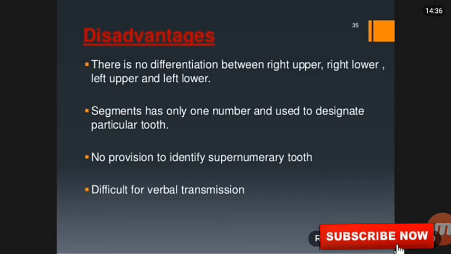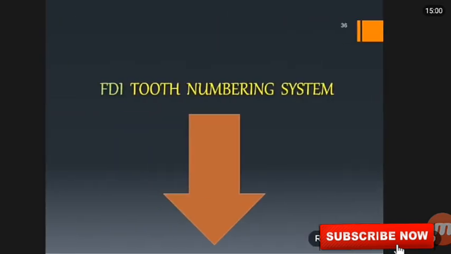The main disadvantages of this system are that there is no differentiation between right upper, right lower, left upper and left lower. The segments have only one number used to designate particular teeth. There is no provision to identify supernumerary teeth, and it is difficult for verbal transmission.